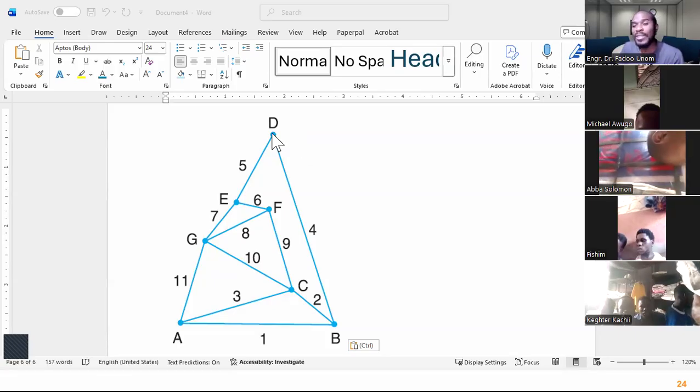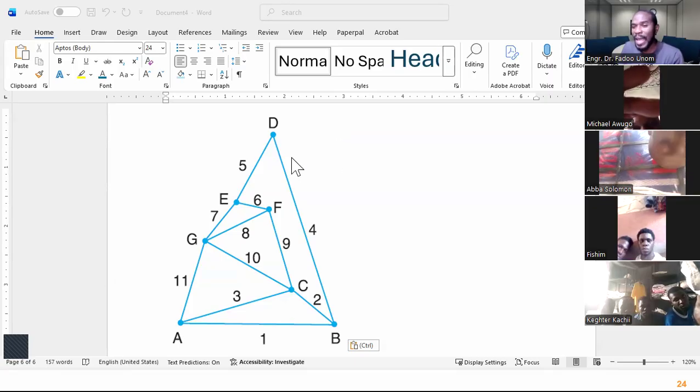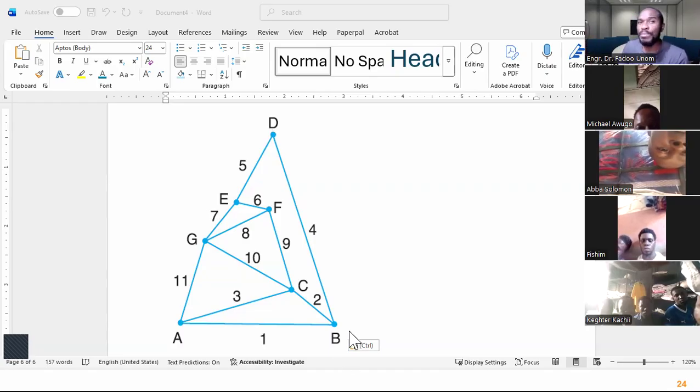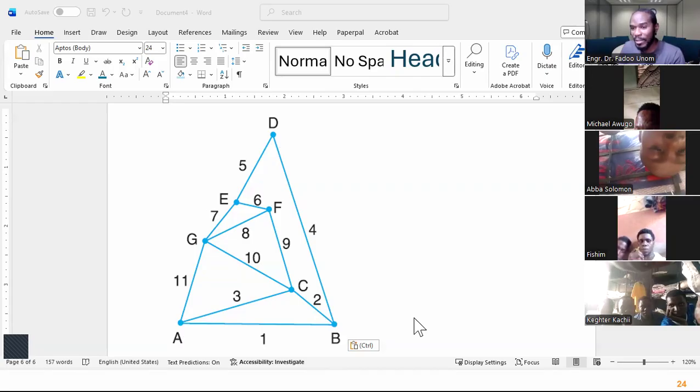Now, at joint D, how many links are there? 2 links, right? Apply the equation L minus 1, where L is the number of links. So how many binary joints are at point D? 1. Hold that in your mind. Now let's come to joint B. How many links are connected to joint B? 3 links. So apply L minus 1: 3 minus 1. How many binary joints? 2. Add it to the one you had before. How many do we have now?